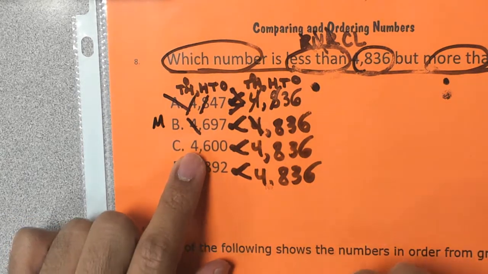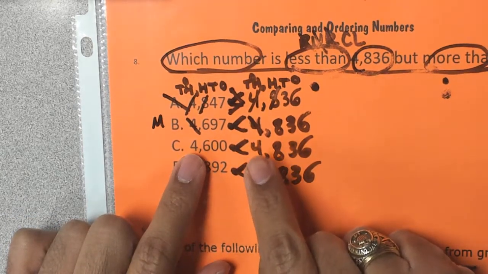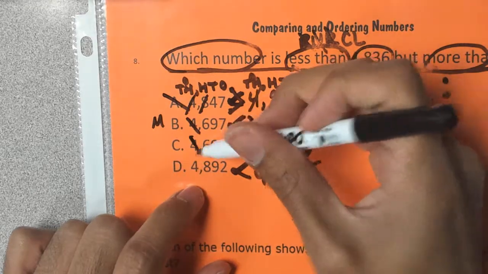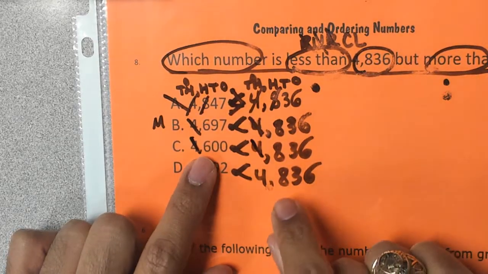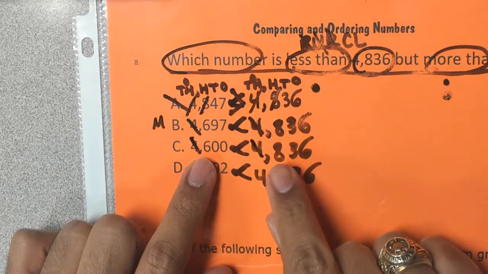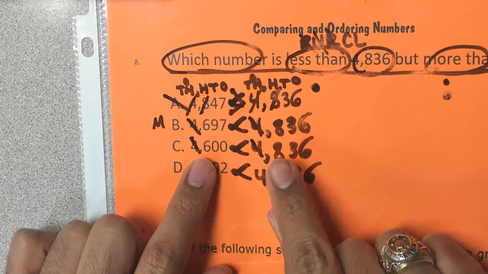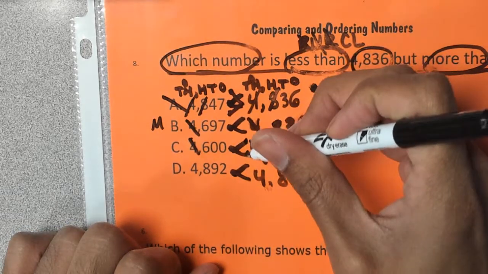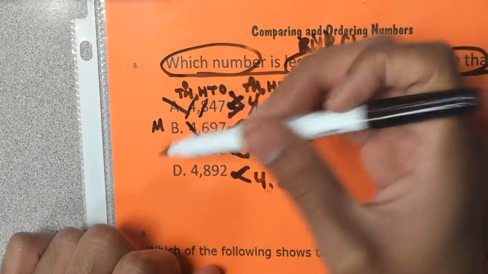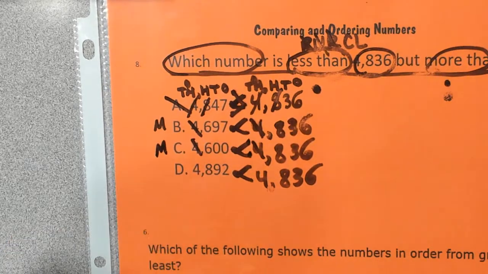Now let's go to C. What's bigger, 4,000 or 4,000? They're both the same, so let's cross it off. What about 600 or 800? Well, 800 is bigger again. Remember that the bigger number gets the biggest number of dots, and our symbol does match. So let's put an M for maybe.